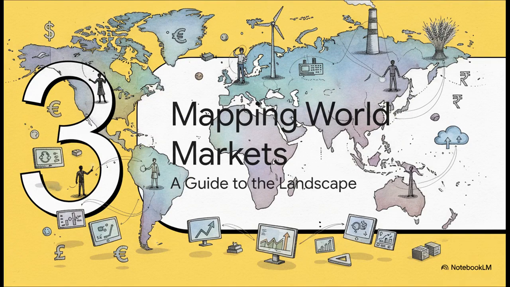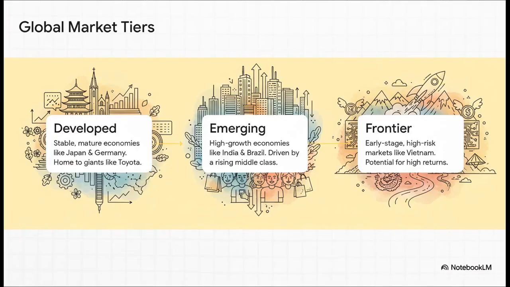So where exactly are all these global opportunities? Let's map out the landscape a bit. Because international markets, they're not just one big thing. They're actually divided into some really distinct categories. We can really break the world down into three clear buckets. You've got developed markets, which give you stability. Then you have emerging markets, which offer that high growth potential, fueled by a rising consumer class. And finally, you have frontier markets. These are your high-risk, high-reward plays, kind of like venture capital, but for entire countries.